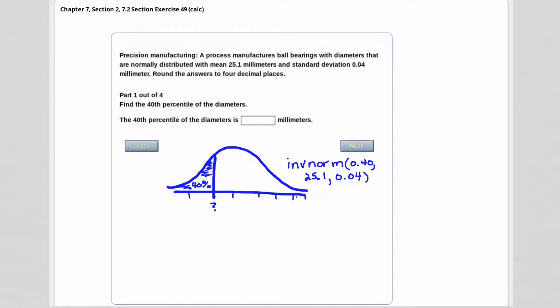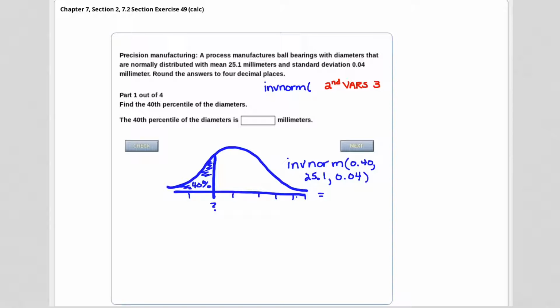Now, how do I get this to come up on the calculator? To get inverse norm, I press the second button, and then vars, and then the number 3. Vars is right above the tan button, the tangent button, and it's to the left of the clear button. So that's how you can find that. So you've got inverse norm, and then the comma. The comma is above the 7 button. And when I enter that, then what do I get as a value?